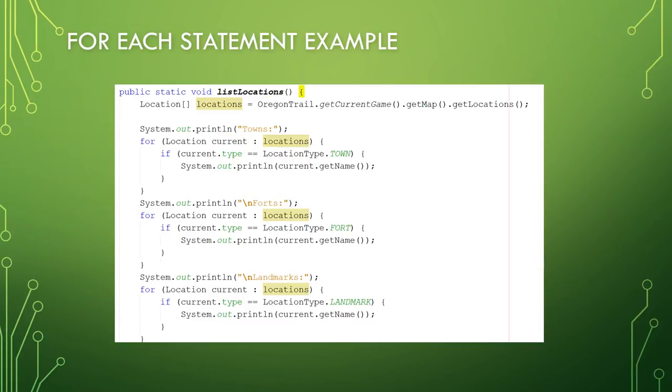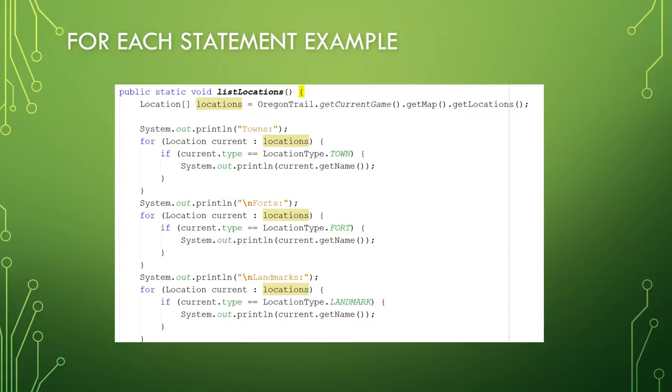Here is an example of a for each statement, and this is the one that threw me the most. I have the hardest time getting my brain around the for each. This is in the map control, and it's looking at the list locations method. Like I said, the for each is another way of traversing through the loop, and it starts with the keyword for, like the normal for loop.